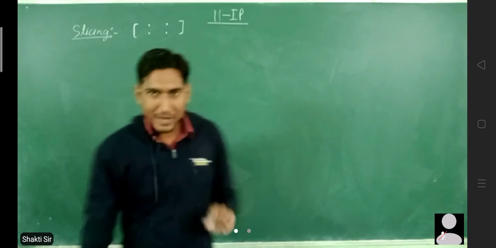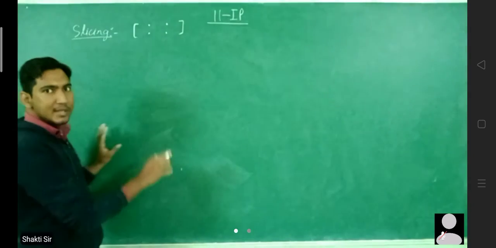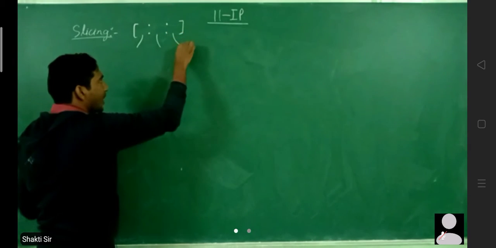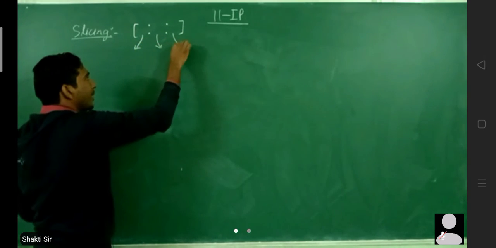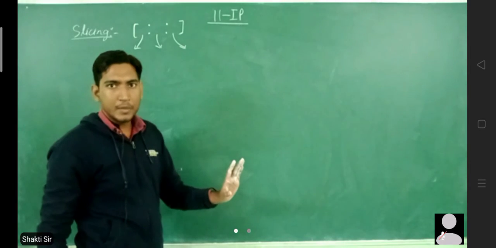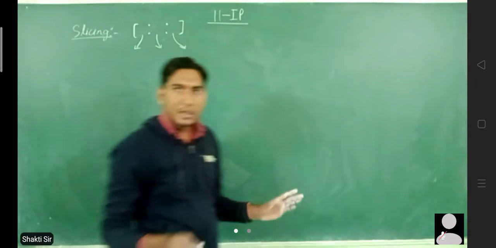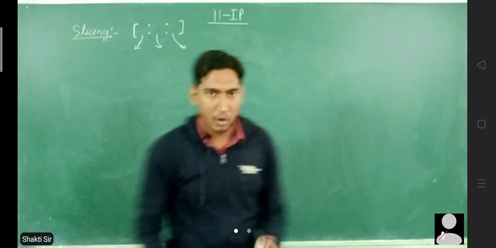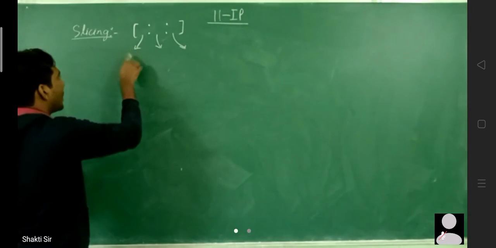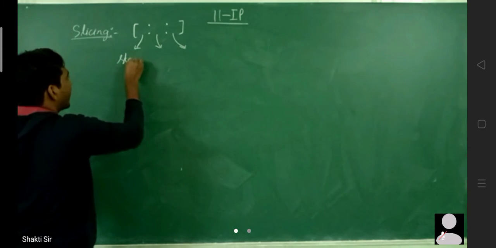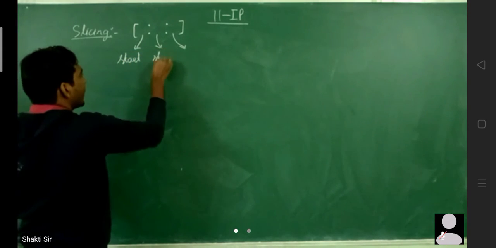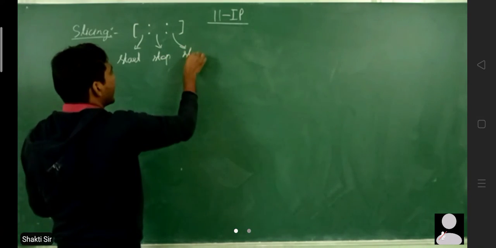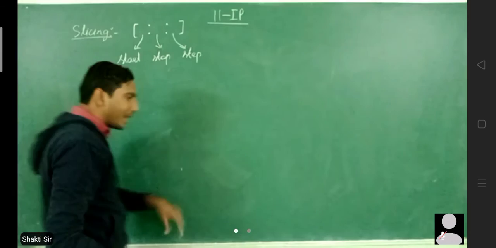Okay. So basically now we can put three arguments in it. First argument is here, second argument is here, and the third argument is here. The first argument is before the first colon, the second argument is in between the two colons, and the third argument is after the second colon. Here the first argument will come and that is known as start. Here the second argument will come, that is known as stop, and here the third argument will come, that is known as step.